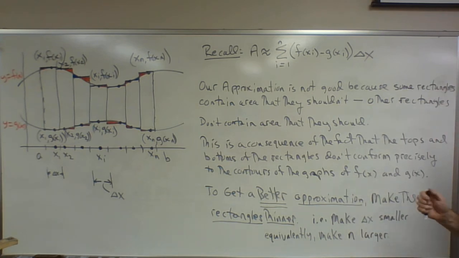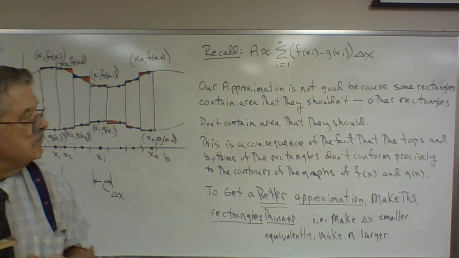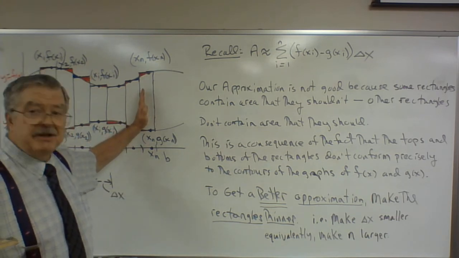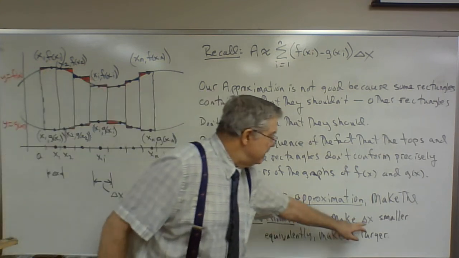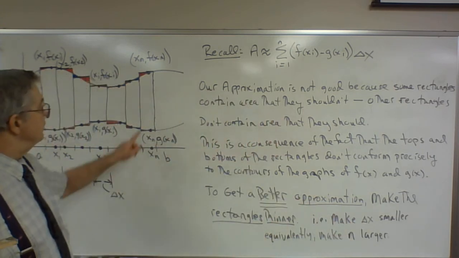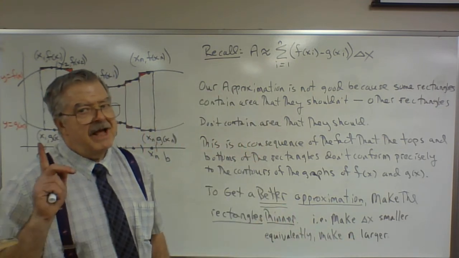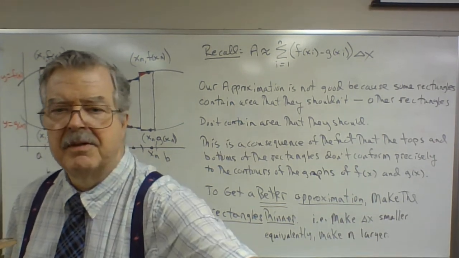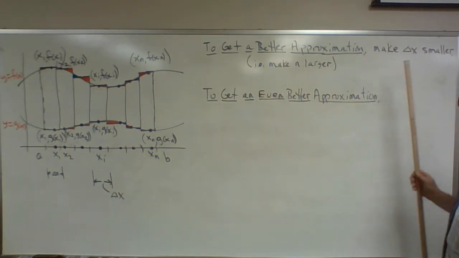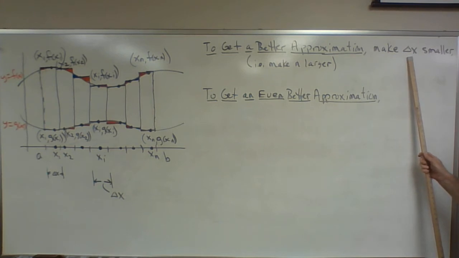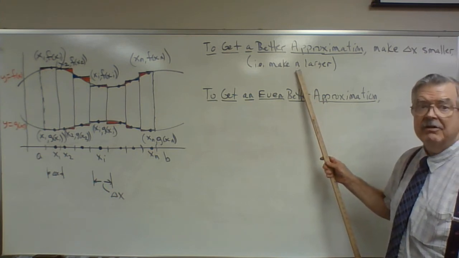And typically, this is what my students tell me when I ask them what I could have done to get a better approximation. Make the rectangles smaller, that is, make delta x smaller. And as a consequence, the number of the rectangles n increases. Now I'm going to ask you another question in just a second. Here's what we concluded. To get a better approximation, make delta x, the width of the rectangles, smaller. And as a consequence, n, the number of the rectangles, would increase.